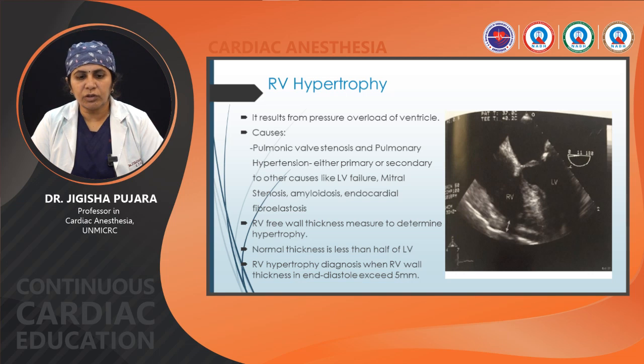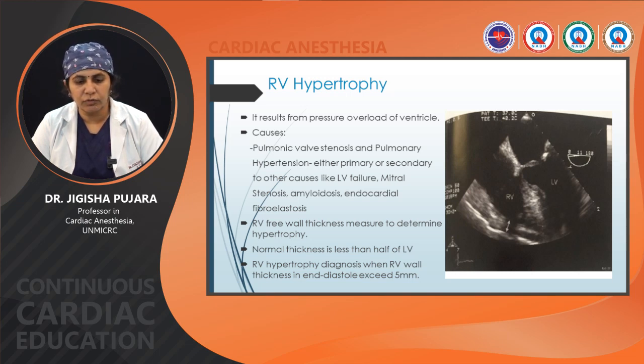Right ventricular hypertrophy results from pressure overload of the ventricle caused by pulmonic valve stenosis and pulmonary hypertension, either primary or secondary to other causes like LV failure, mitral stenosis, amyloidosis, endocardial fibroelastosis, etc.